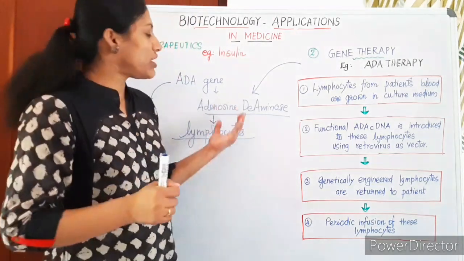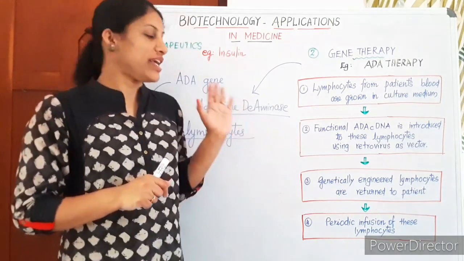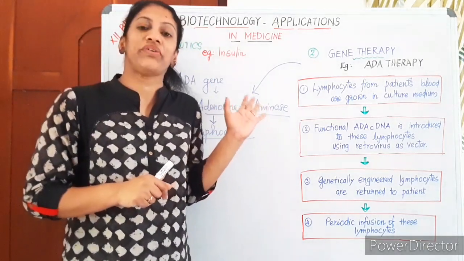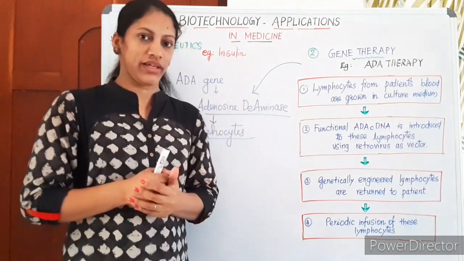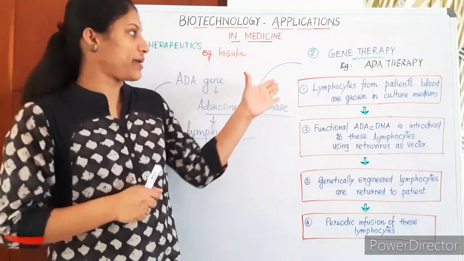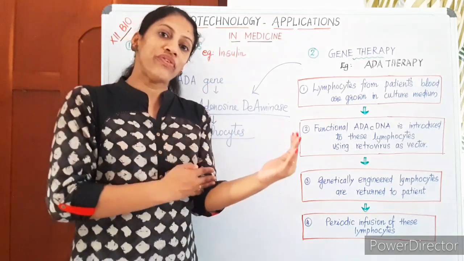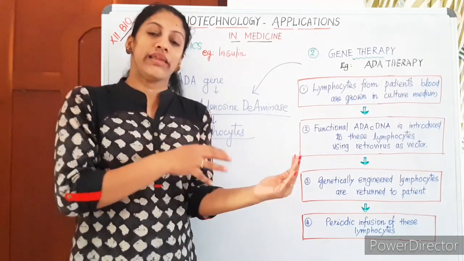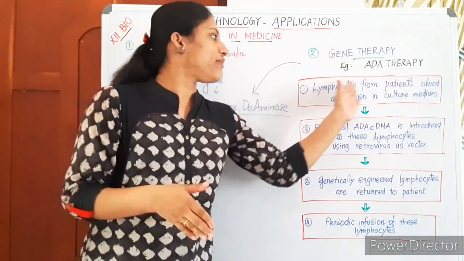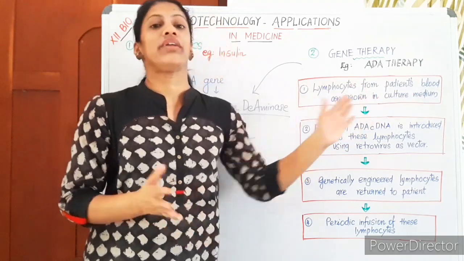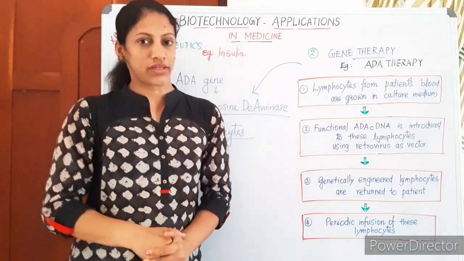So what is done in ADA therapy? It was in 1990 that the first case of clinical gene therapy was carried out, on a 4-year-old girl. What was done at that time? At first, lymphocytes were taken out from the patient's blood and grown in a culture medium. That was the first step.